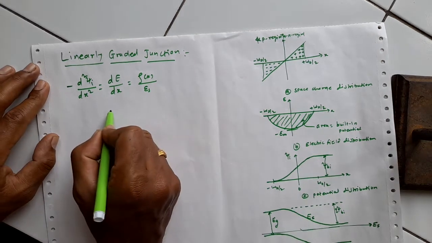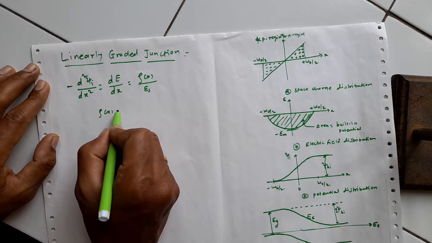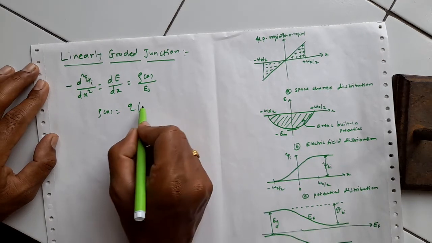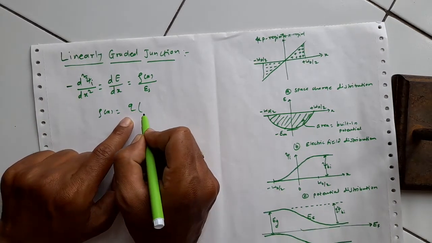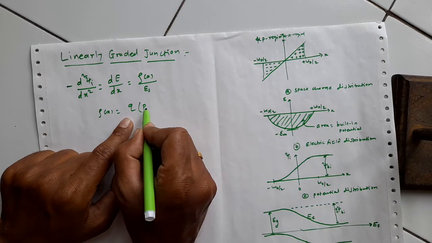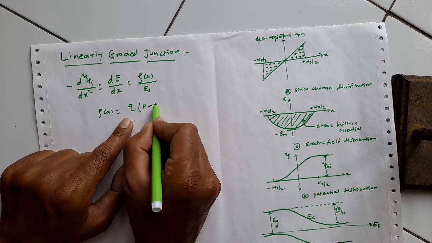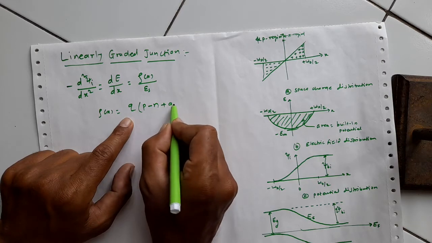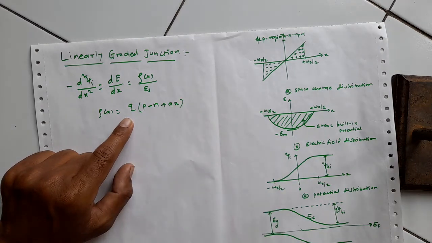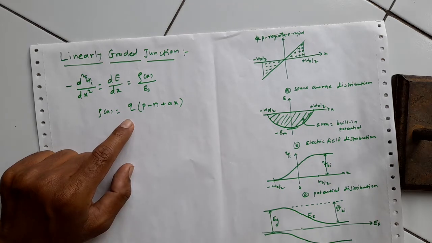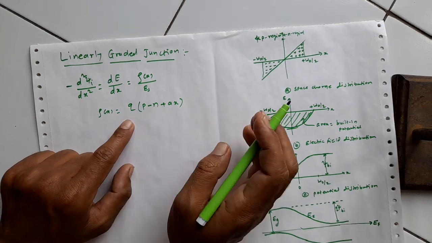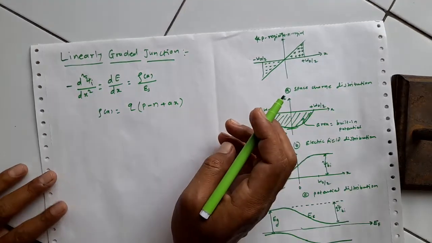This can be written as rho of x equal to q times, where P is the hole concentration, minus N is the electron concentration, plus the linearly graded junction profile, which is approximated as a linear function, where A is some proportionality constant.